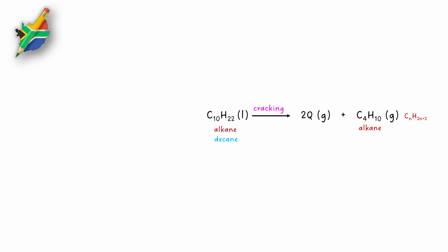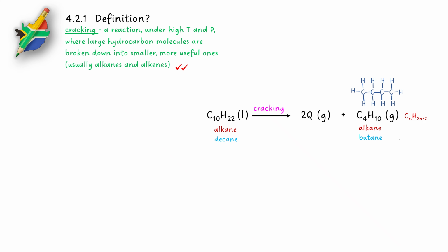C4H10 has the general form CnH2n+2, where n equals 4, and so we know we are dealing with an alkane. This is its full structure, and so we have butane. We need to define cracking. Cracking is a type of reaction under high temperature and pressure where a large hydrocarbon molecule is broken down into smaller, more useful ones, usually an alkane and an alkene.